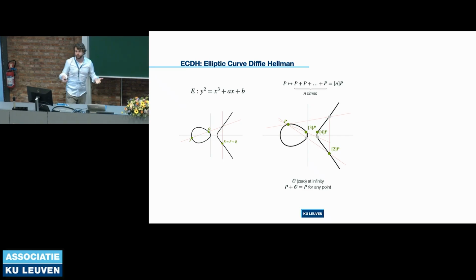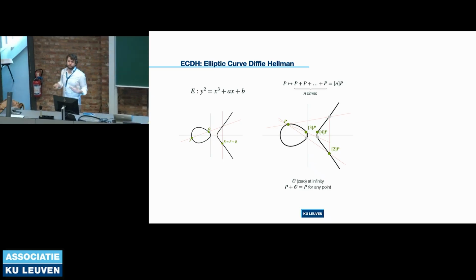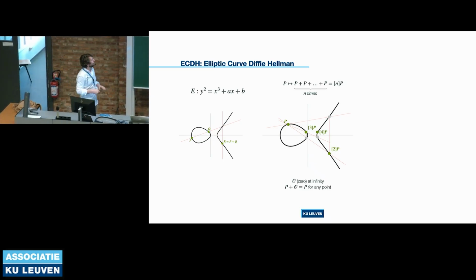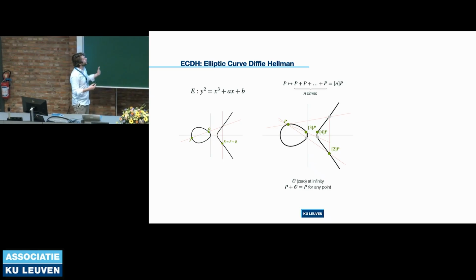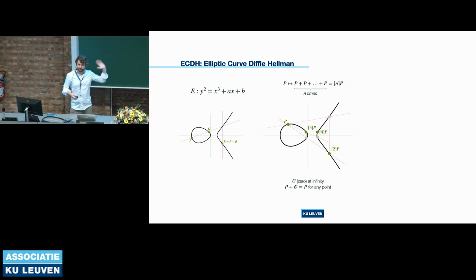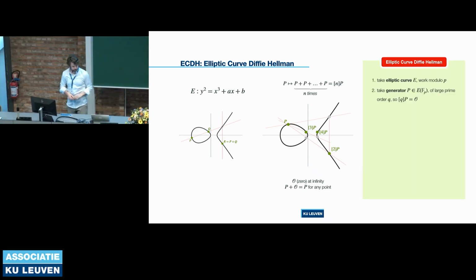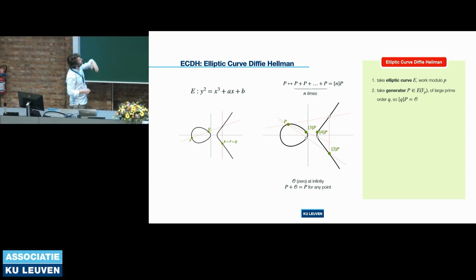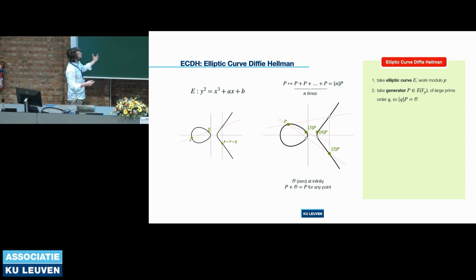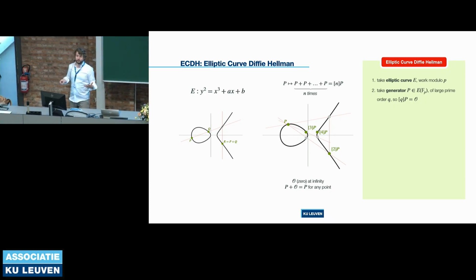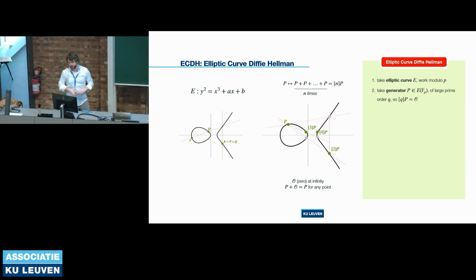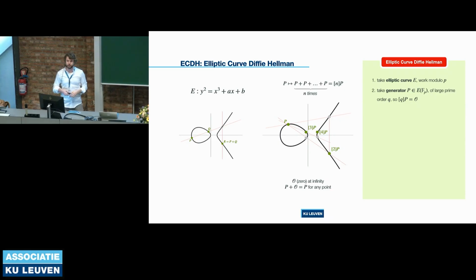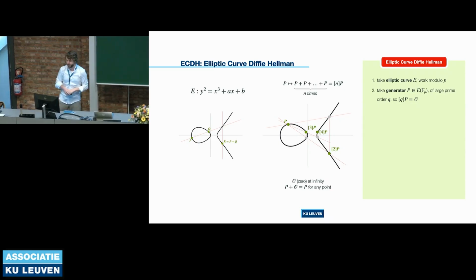And why do we need this 0? Because if you're doing proper arithmetic from a mathematical sense, and you know group theory, you will need an identity element, and this is the identity element. So then we can already do elliptic curve Diffie-Hellman. We take some elliptic curve. We are working modulo p. We take a generator again, and we can look at the points on these elliptic curves, and all of the multiples of P.